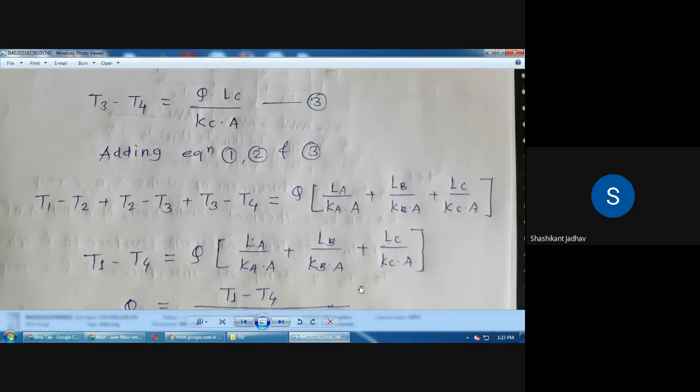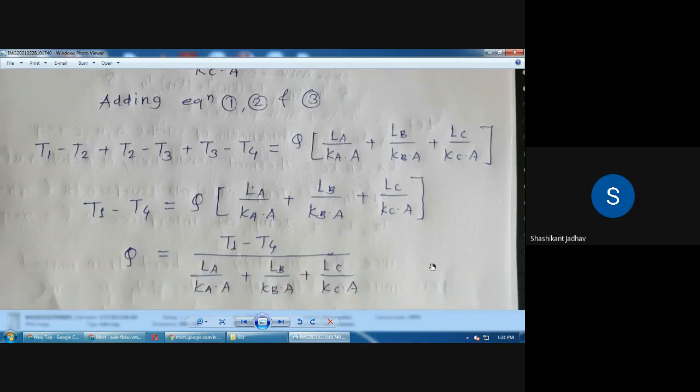The equation T1 minus T4 is equal to Q into bracket LA upon KA into A plus LB upon KB into A plus LC upon KC into A. Okay, our aim is to calculate the rate of heat transfer, means we have to calculate the value of Q. So that's why we have taken the Q as common from the right hand side. So from that equation we have to write down the equation for the Q.